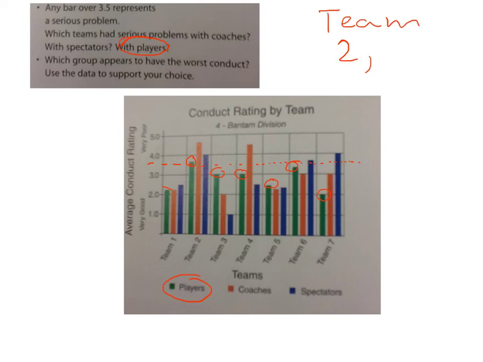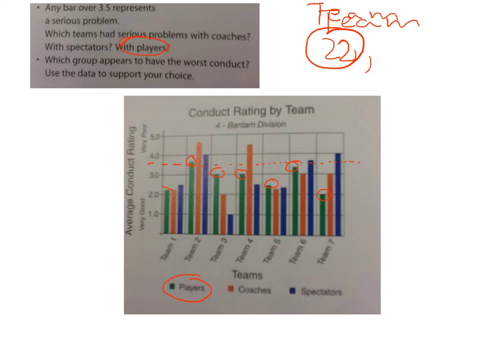So it looks like team 2 has a problem again. Wow, team 2 not doing so well. Team 3 is okay. Team 4 is okay. Team 5 is doing great. Team 6 is really close, but I think they're okay. And team 7 seems to be doing all right. So it looks like it's going to be team 2 as our team that has a serious problem with their behavior in the sport.